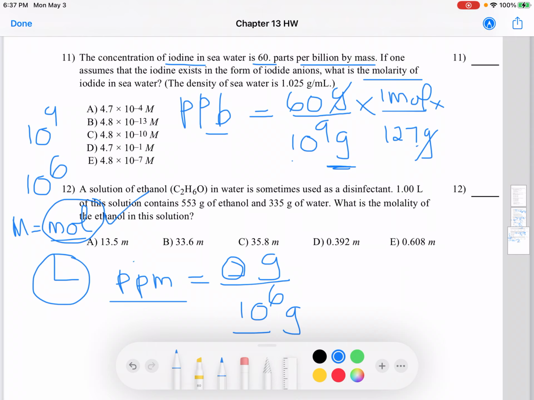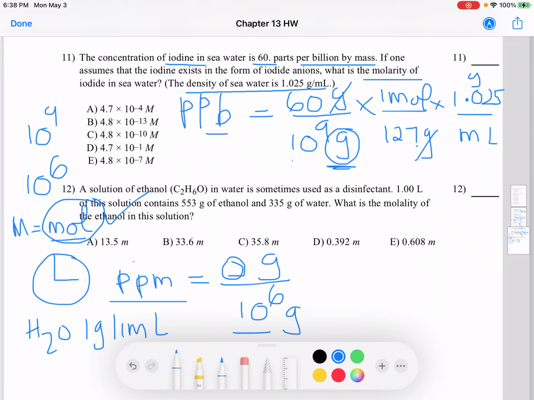How do we do that? The density of the seawater is given as 1.025 grams per milliliter. What about if this is water? If it is water, it would be 1 gram per 1 milliliter. So you can use that conversion. Since it's seawater, 1.025. So we can convert these grams to milliliters using that density. So 1.025 grams per milliliter. Okay, we are almost there.